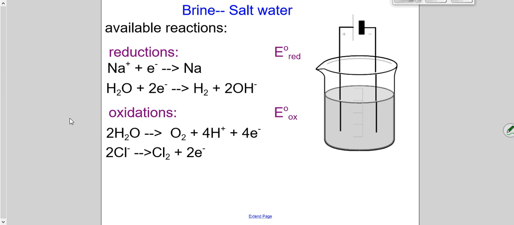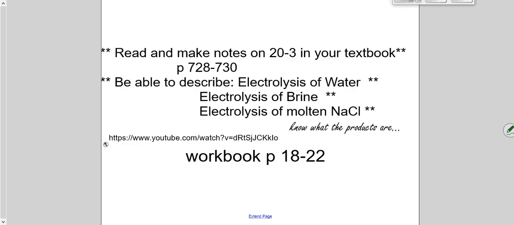What I want you to do is to go to your textbook and take a look at brine. Now, brine is just salt water. Take a look at the products that are formed and see if you can figure out which of the reactions were preferred, which of the reactions in the oxidation was chosen, and which of the reactions in the reduction was chosen. I also have a YouTube video for you to watch. It's listed here in your notes, and I will link it below this video.